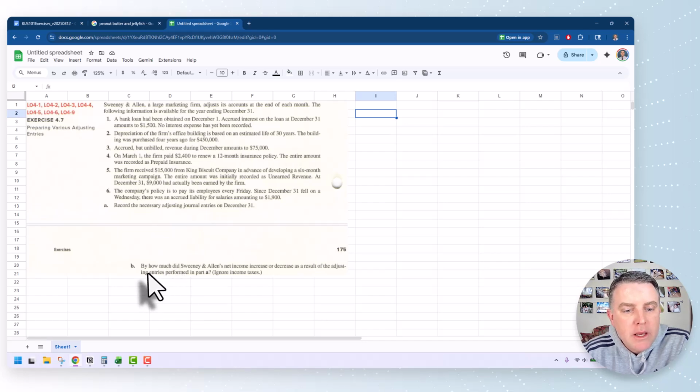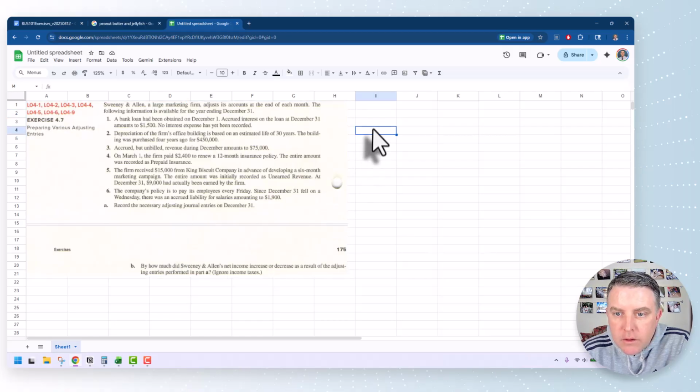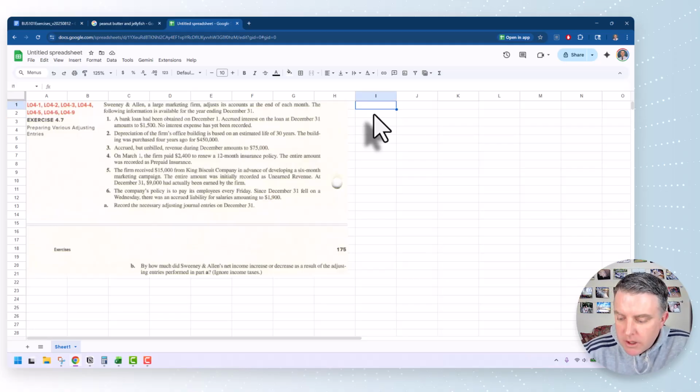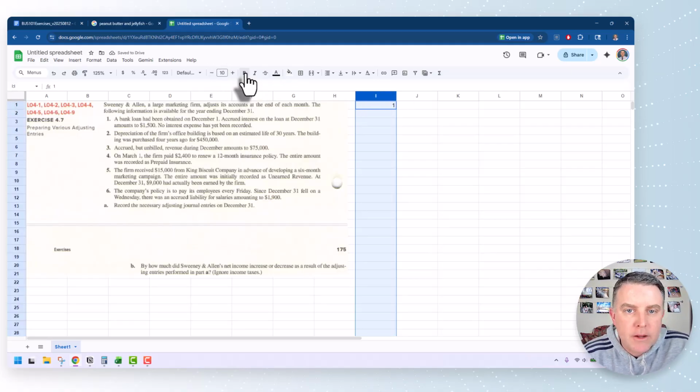All right. Part B is asking us a question about net income. That's not really useful for us. What we want to do is get practice with adjusting entries. Let's forget about B. For your purposes, we're going to ignore B. So I'm just going to eliminate that. And let's go through these one by one and just prepare these adjusting entries. So number one here, and I'm just going to put some formatting on this so it's easy to read.